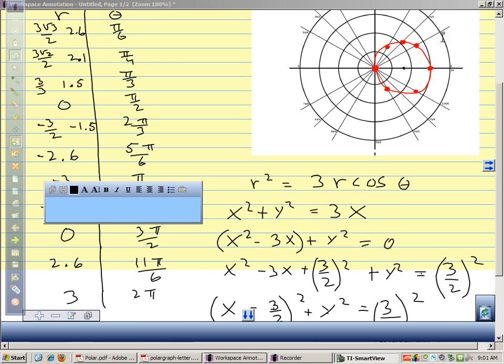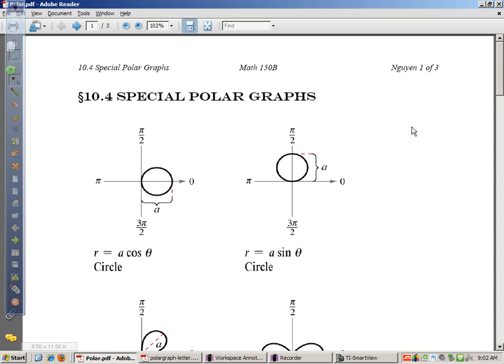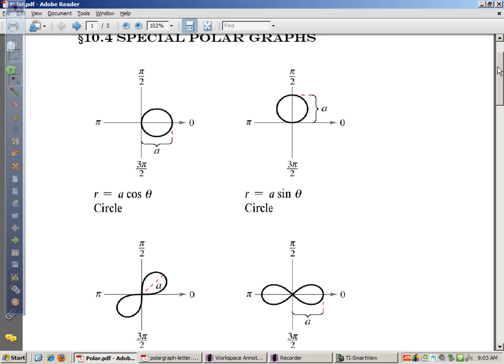So let's talk about what they're named. Special polar graphs. We talked about circles. When we have r equals a cosine theta, we get a circle that's on the x-axis. When we have r equals a sine theta, we get a circle on the y-axis.